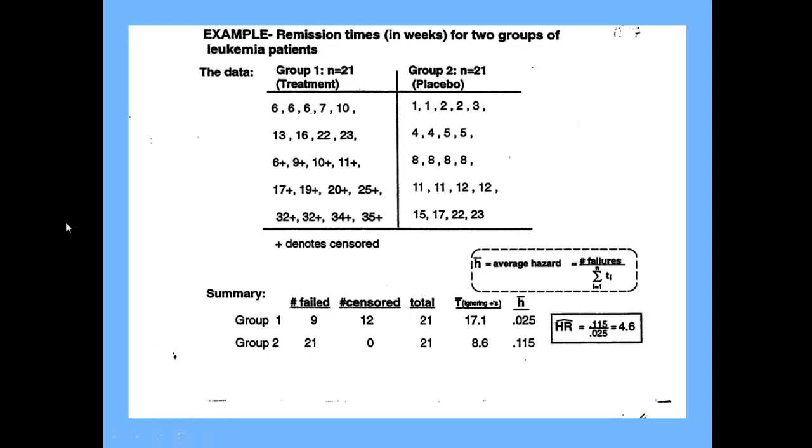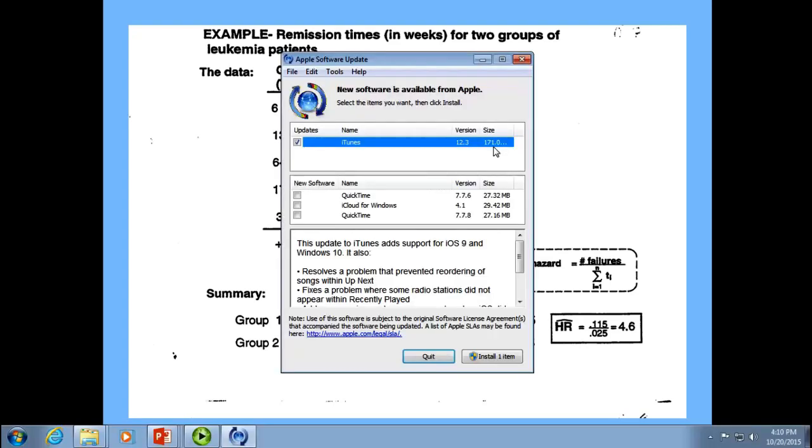That's the term that's used. So as you can see, in the group that got the treatment, some people weren't censored. They failed. They went out of remission, and a whole bunch of them were censored. But in the group that got the placebo, everyone eventually failed. Everyone in group 2 went out of remission.